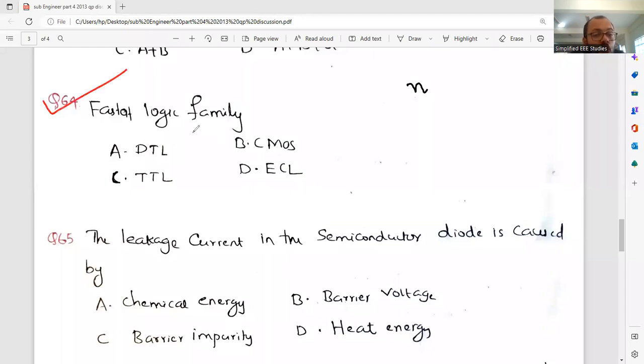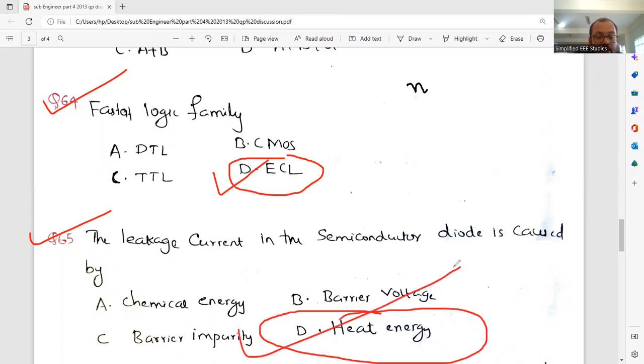The fastest logic family. Usually, ECL is the fastest logic family. Please select option D. Another question. The leakage current in the semiconductor diode is caused by, which is the right answer? It is mainly due to heat energy. Okay, heat energy. The activation of molecule, everything you can talk about, how it is influencing.